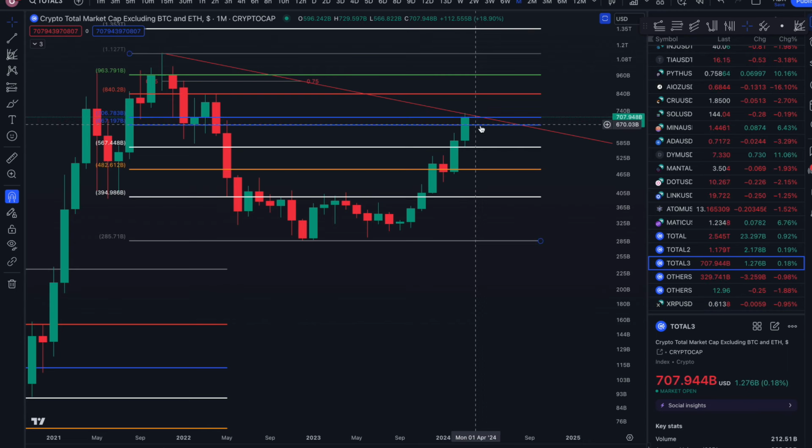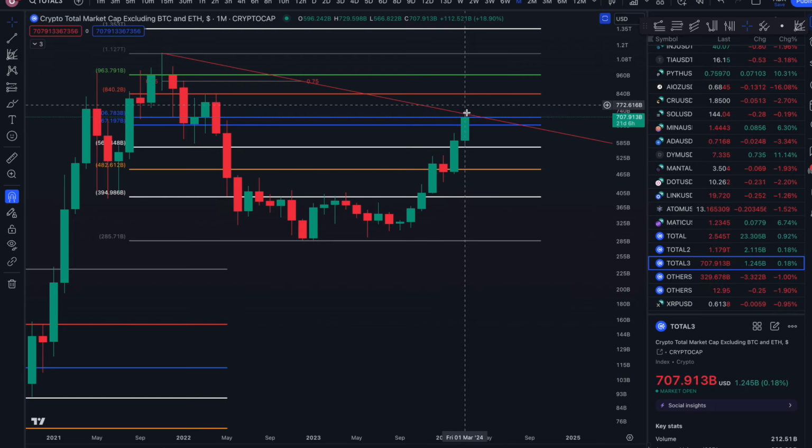If it comes back down to the 665 whatever billion, you might wick down below a bit into the wick here, which is around 624. Or if we do a straight breakout, just buy the retest, because you're more than likely to get a retest of the 0.75. Could be on the weekly scale.